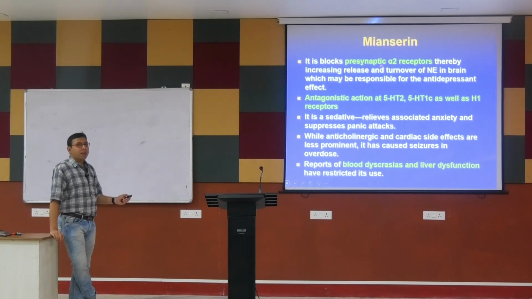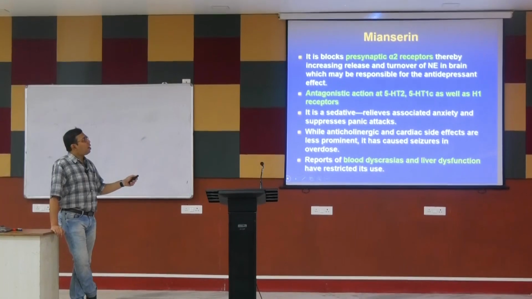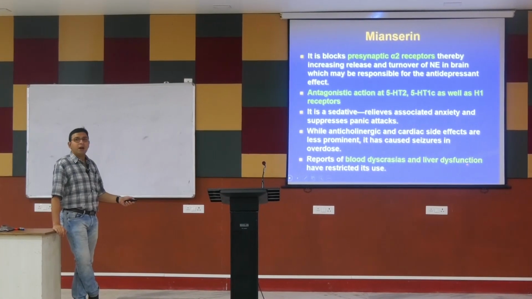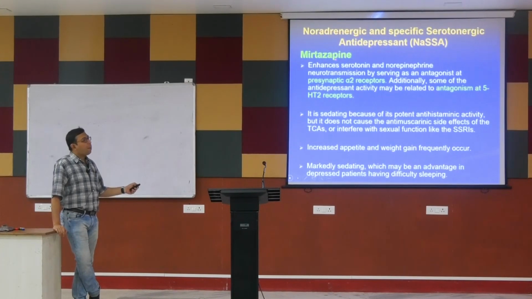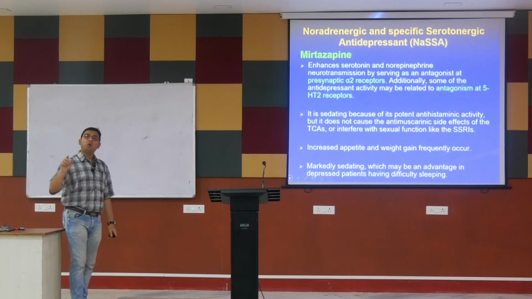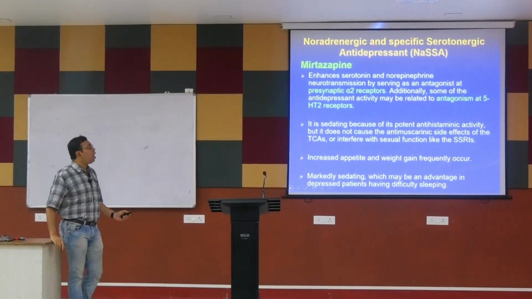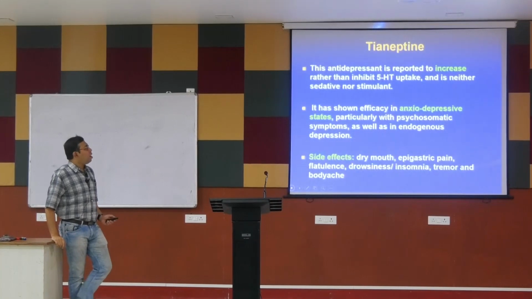Mianserin blocks the presynaptic alpha 2 receptors, but just remember the name because it is lesser used now because of the blood dyscrasias and liver dysfunction. It is lesser used now, but mirtazapine is more commonly used. Remember, when there is depression associated with insomnia, we have to use mirtazapine.